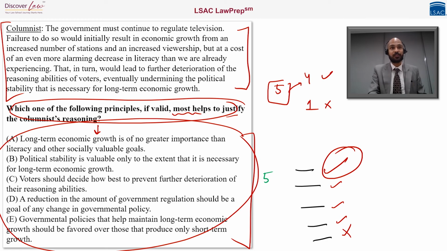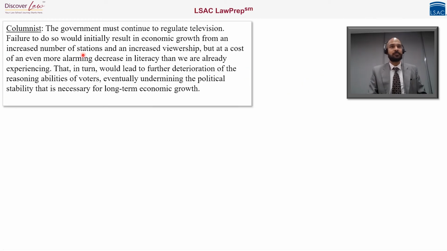Okay, let's go ahead. Let's have a look at the argument or the reasoning. The columnist says the government must continue to regulate television. Now this looks like a conclusion, it looks like the final statement.